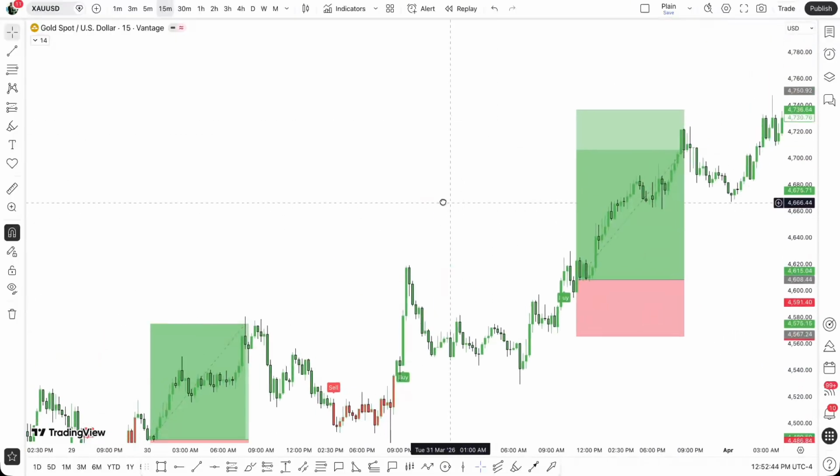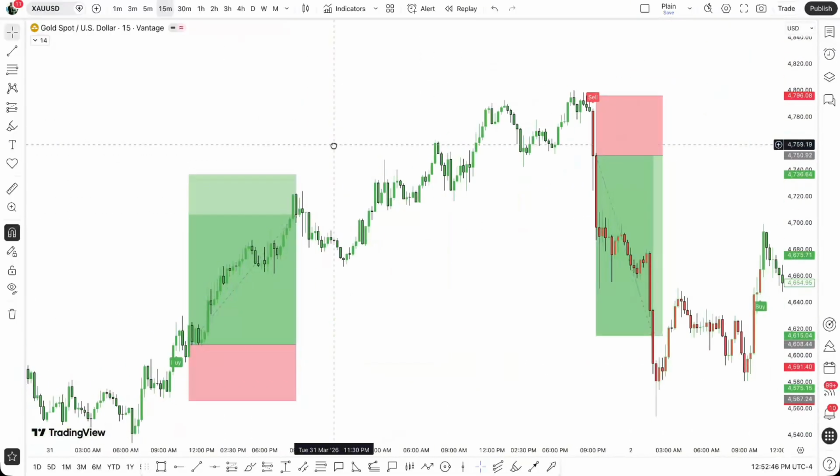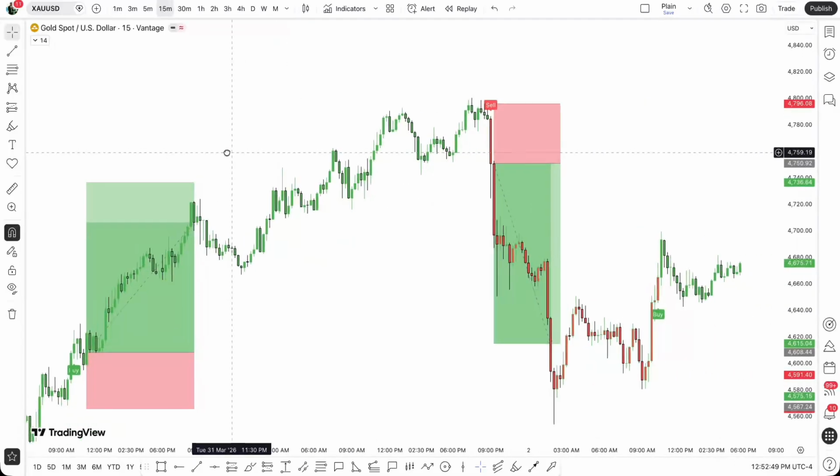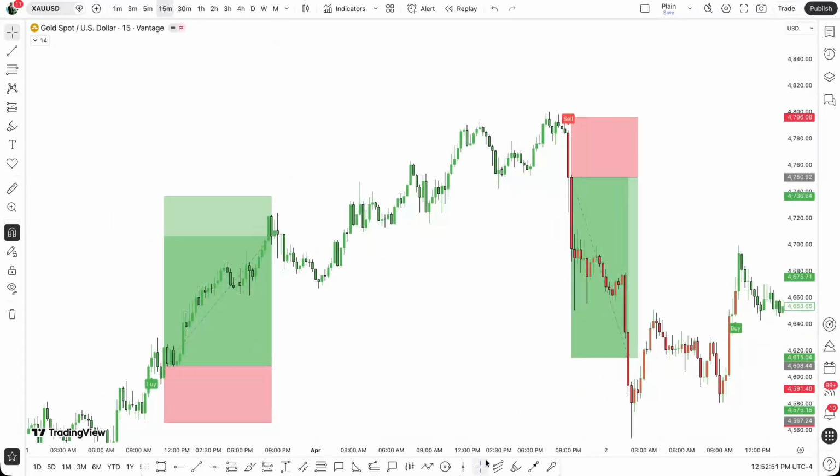So with that being said, let's jump right into the strategy. The first thing you want to do is you need a TradingView account. A free account is enough.